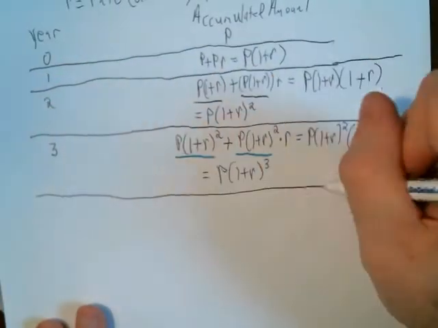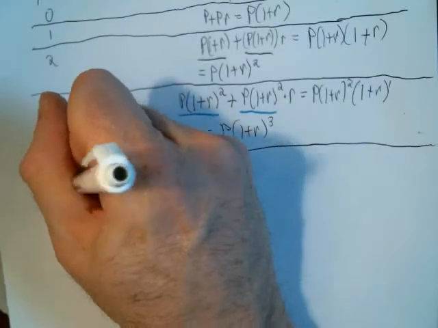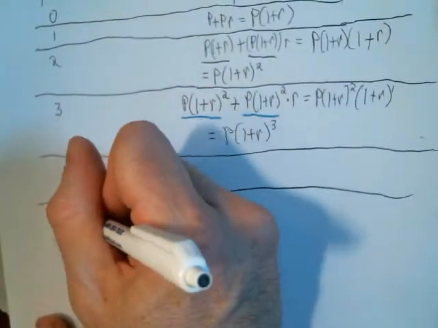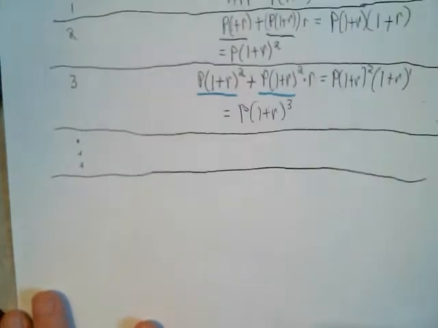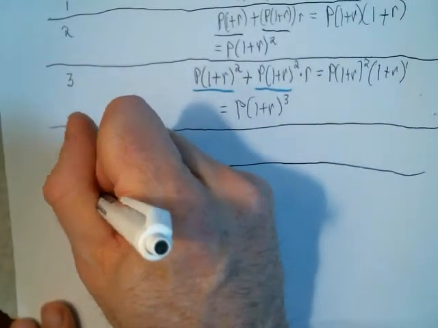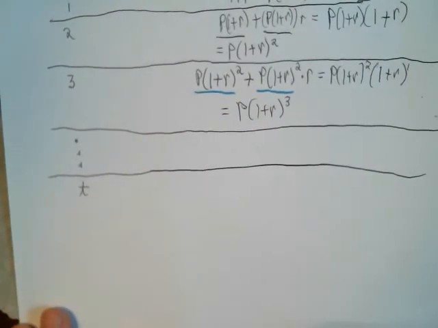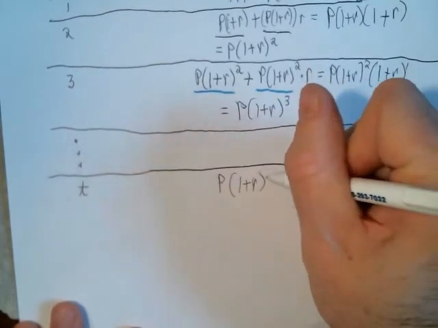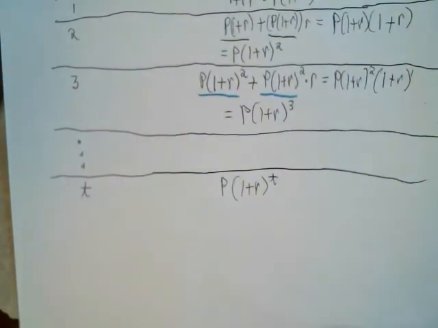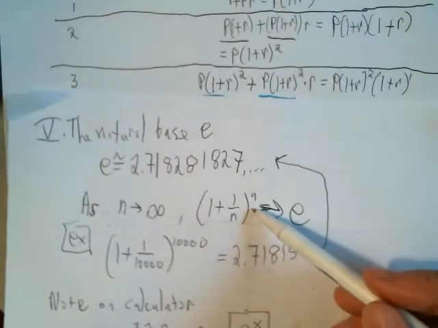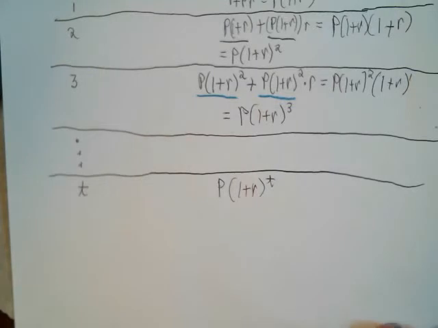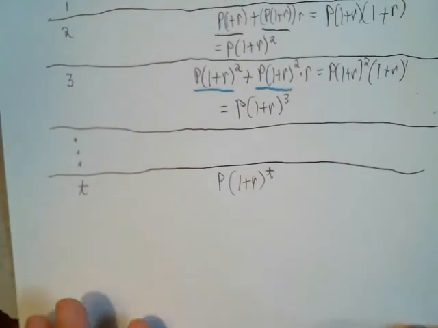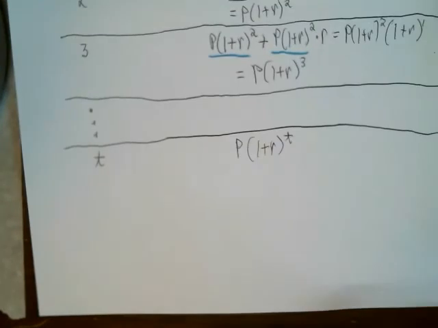Okay? So the point is, after doing this over and over and over, you can have a general formula. So for year t, we can predict how much you'll have in your account, right? It'd be the principal times (1 plus r) to the tth power. Note that this looks kind of like this. They have kind of the same form, right? So how do we then bridge the gap between this and this?